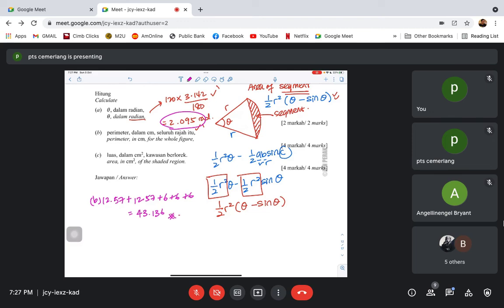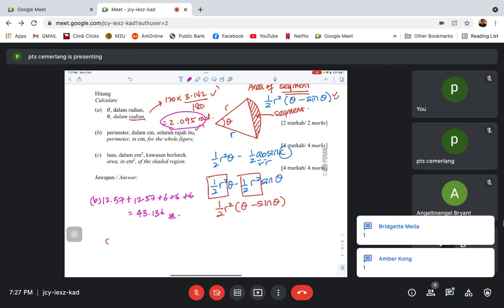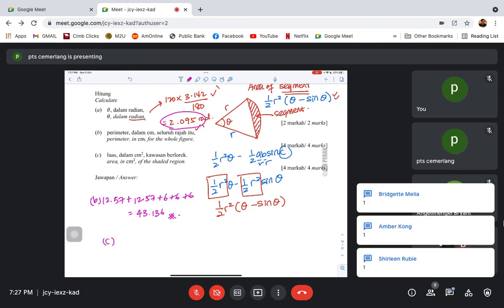How many of you got this one correct? Can I just see number 1? Cuba tekan nombor 1 if you got it right. Okay, Cristiano got it right. What about the rest? Okay kah? Boleh jawab soalan ni? And then let's look at question C. Okay, good. Alright, now question C.